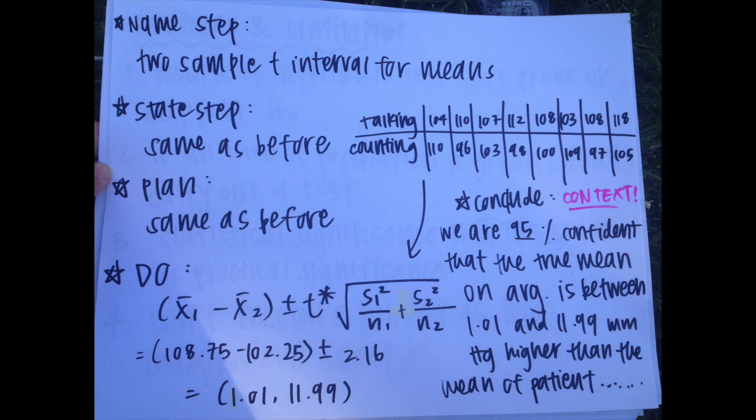So you would say something like, we are 95% confident that the true mean on average is between 1.01 and 11.99 milligrams of mercury higher than the mean of the other group. And because the two numbers in the interval are positive numbers, that is why you can say in the conclude step that the mean is going to be higher.